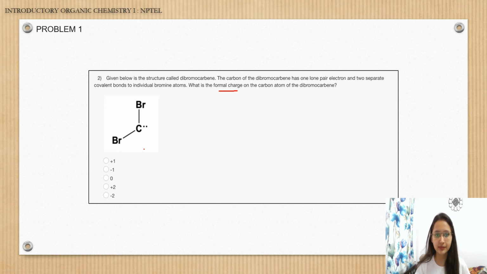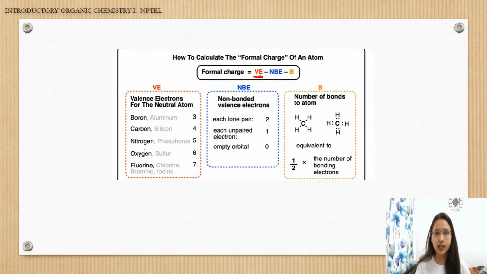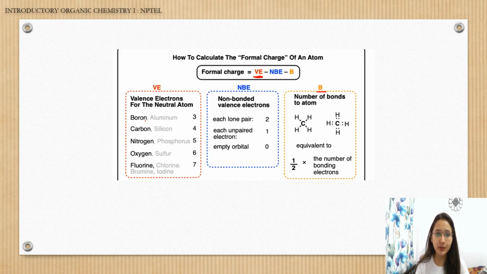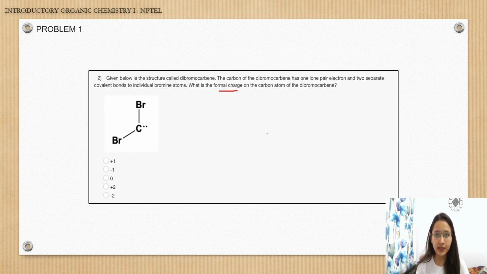Now the non-bonded electrons, that is, the lone pair of electrons present on this dibromocarbene species. How many lone pair electrons are present? Right, the lone pair is 1, but the lone pair electrons are 2, right? So this is also sorted. Now we have the question of the number of bonds formed. How many bonds are currently formed by the carbon? Right, 2.